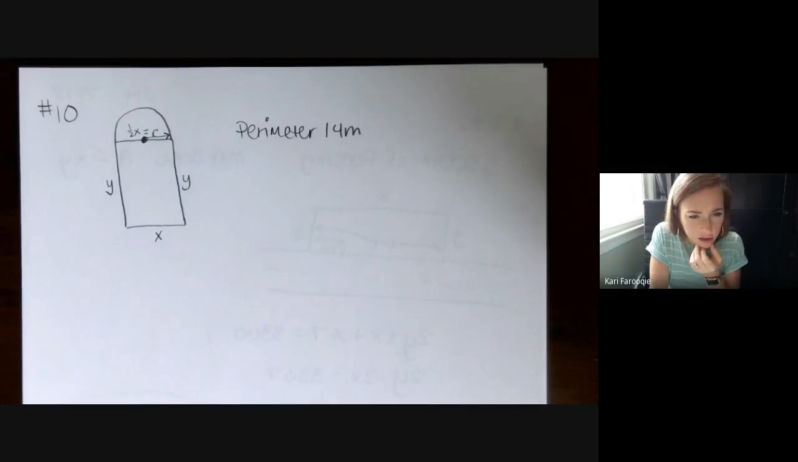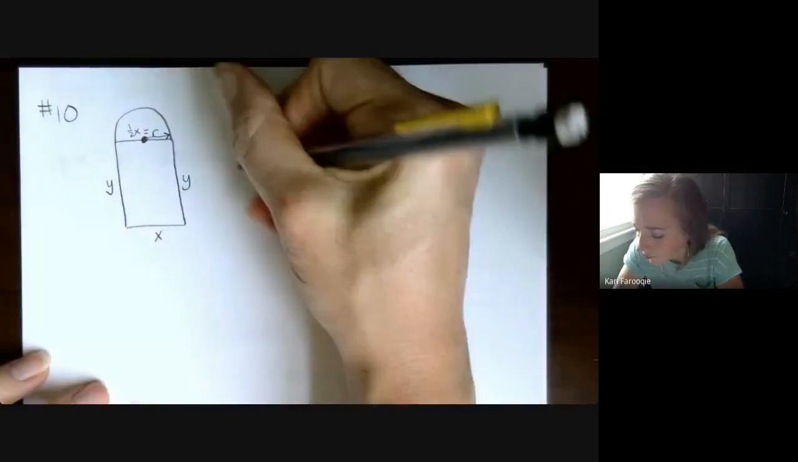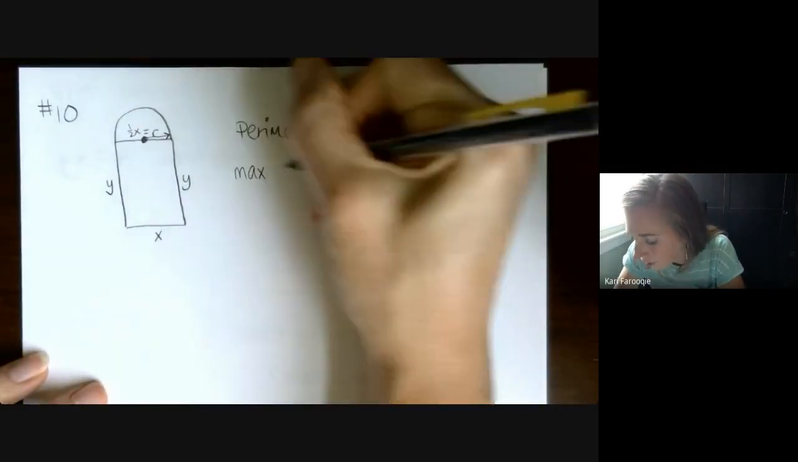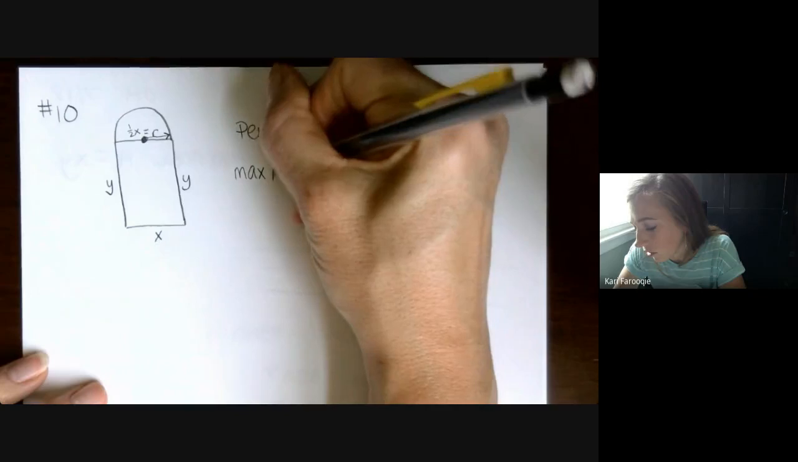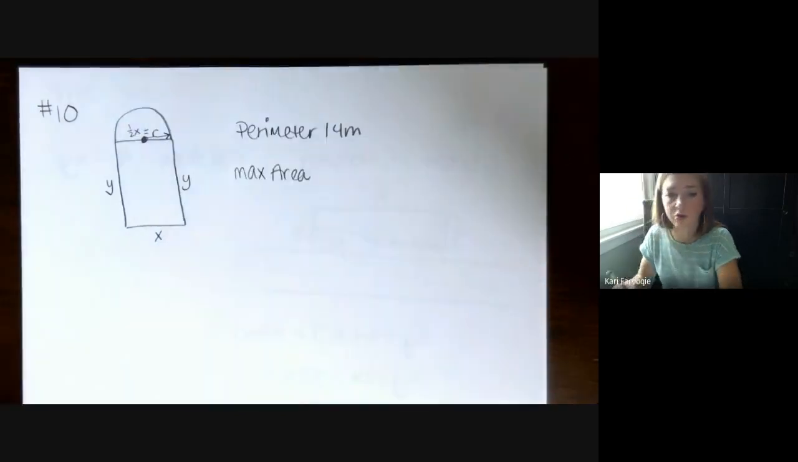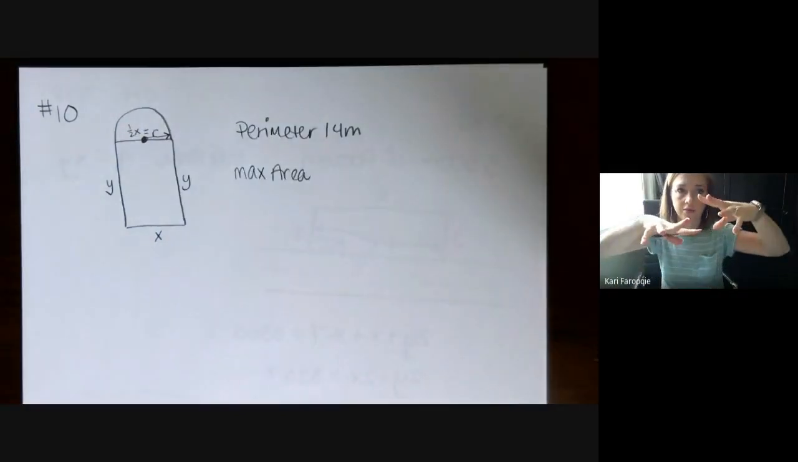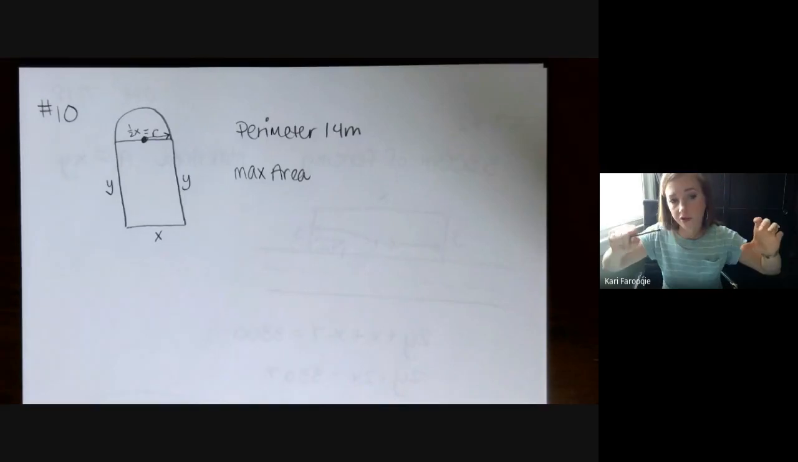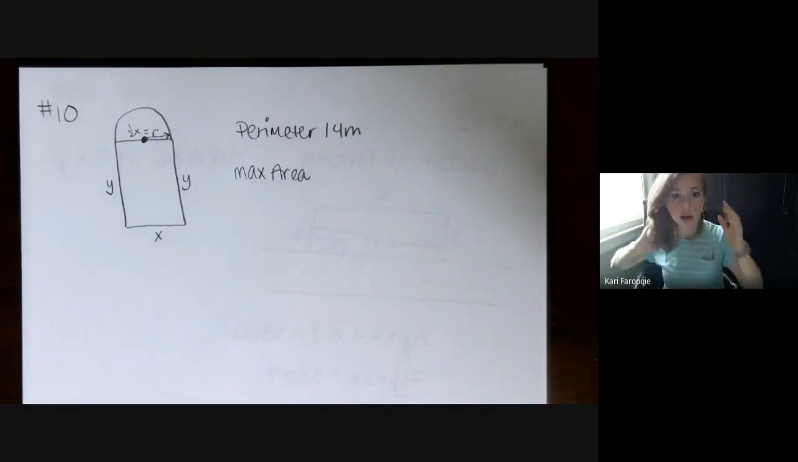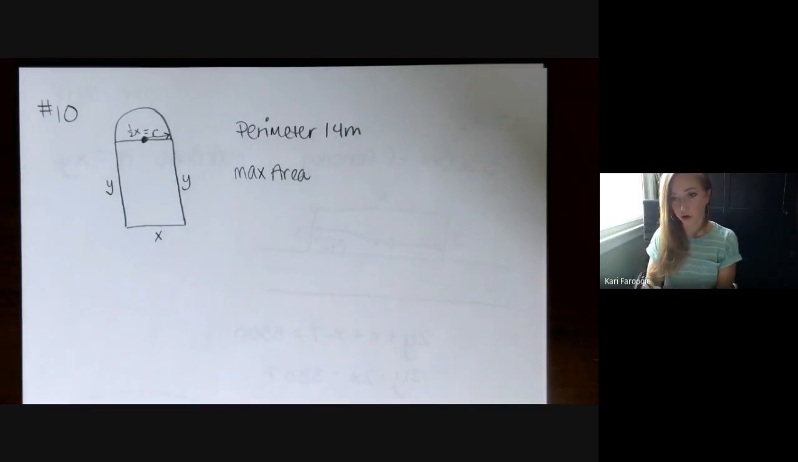It says here, what dimensions will admit the most light? Which means that we're trying to maximize the area. If we're trying to admit the most light, we want to make the window have the largest surface area possible. And because it's a 2-dimensional shape, we'll just think about that as being area. So we're going to need to come up with 2 equations. One of them is for area and the other one is for perimeter.